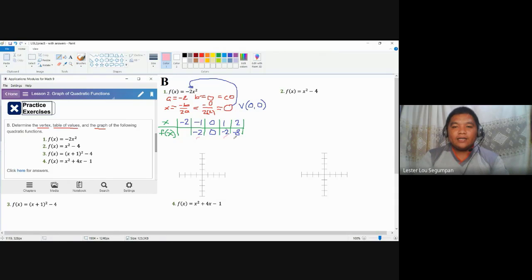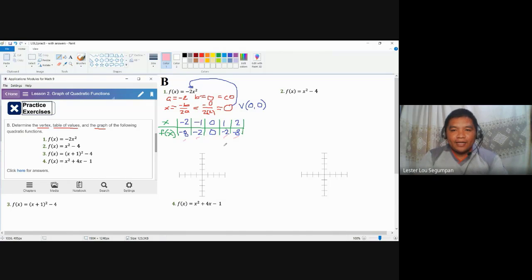As for here, negative 8, so this should be negative 8. But let's try. The square of negative 2 is positive 4 times negative 2, we do have negative 8. As you can see, the value two steps away from the vertex in the f of x row is just the same as the one to the right. So we have these values, and then we need to plot them here.